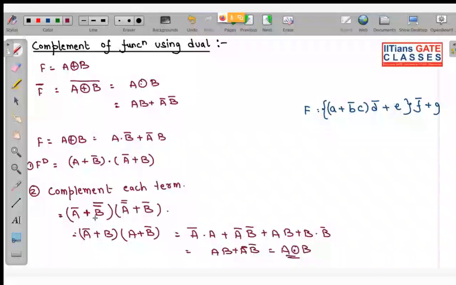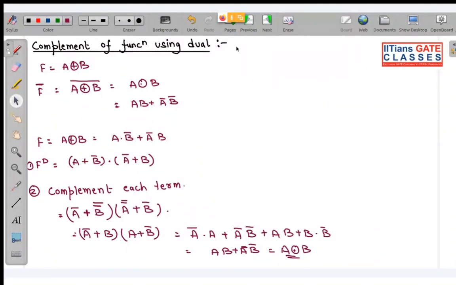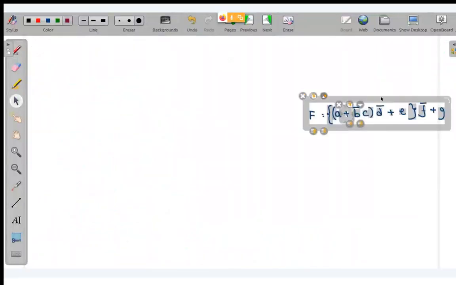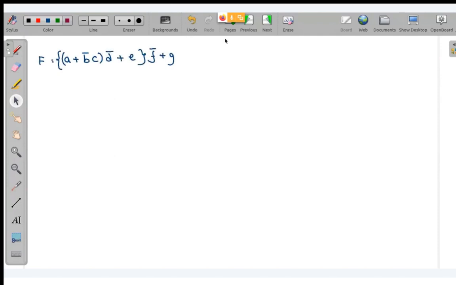So you can see that this is the method of calculating the complement of a Boolean expression using the dual method. Okay, did we understand this? Any doubts? If you have no doubts, I want you to calculate the complement of this function. This is a little bit tricky, so find it very quickly. I'm giving you 1 minute to find.